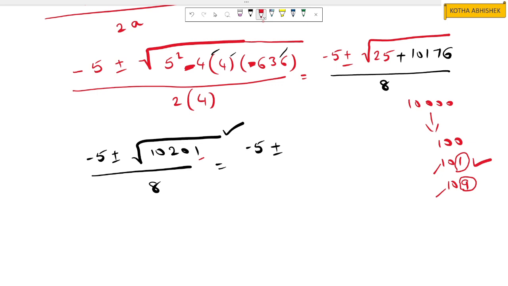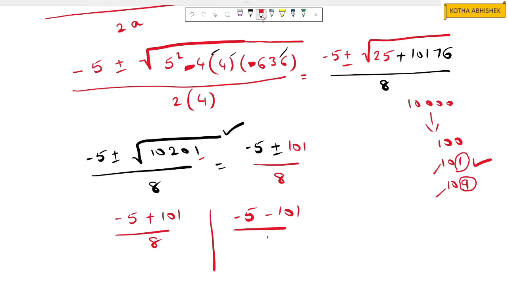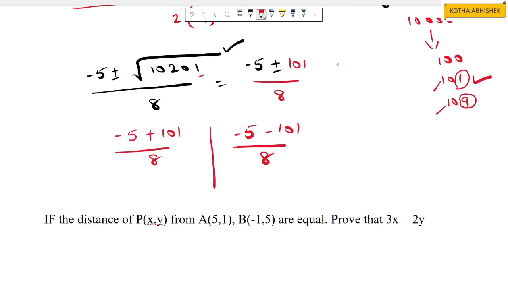So under root 10201 is 101 divided by 8 as it is. Now once you take plus symbol, once take minus symbol, so our answer will be minus 5 plus 101 by 8, or else minus 5 minus 101 by 8. Now let us simplify this more. Minus 5 plus 101, right? 101 minus 5 is 96 divided by 8 equals 12. Here minus 5 minus 101 both are negative, so we'll do addition, that is minus 106 divided by 8.